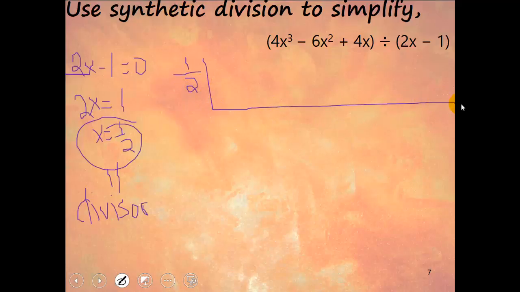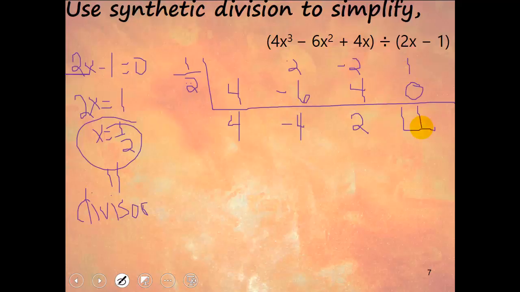Okay. Now I'm going to check for any missing terms. Okay. So I have a 3, a 2, and a 1, but I don't have a 0. So I have a 4, a negative 6, a 4, and I have to put in a 0. So I'm going to bring down my first coefficient. Then I'm going to multiply 4 times a half. That gives me 2, and I'm going to add it to negative 6. That gives me negative 4. Then I'm going to multiply negative 4 times a half. That gives me negative 2. And I'm going to add those together, and I get positive 2. Then I'm going to multiply 2 times a half. That's 1. And I'm going to add it, and I get 1.